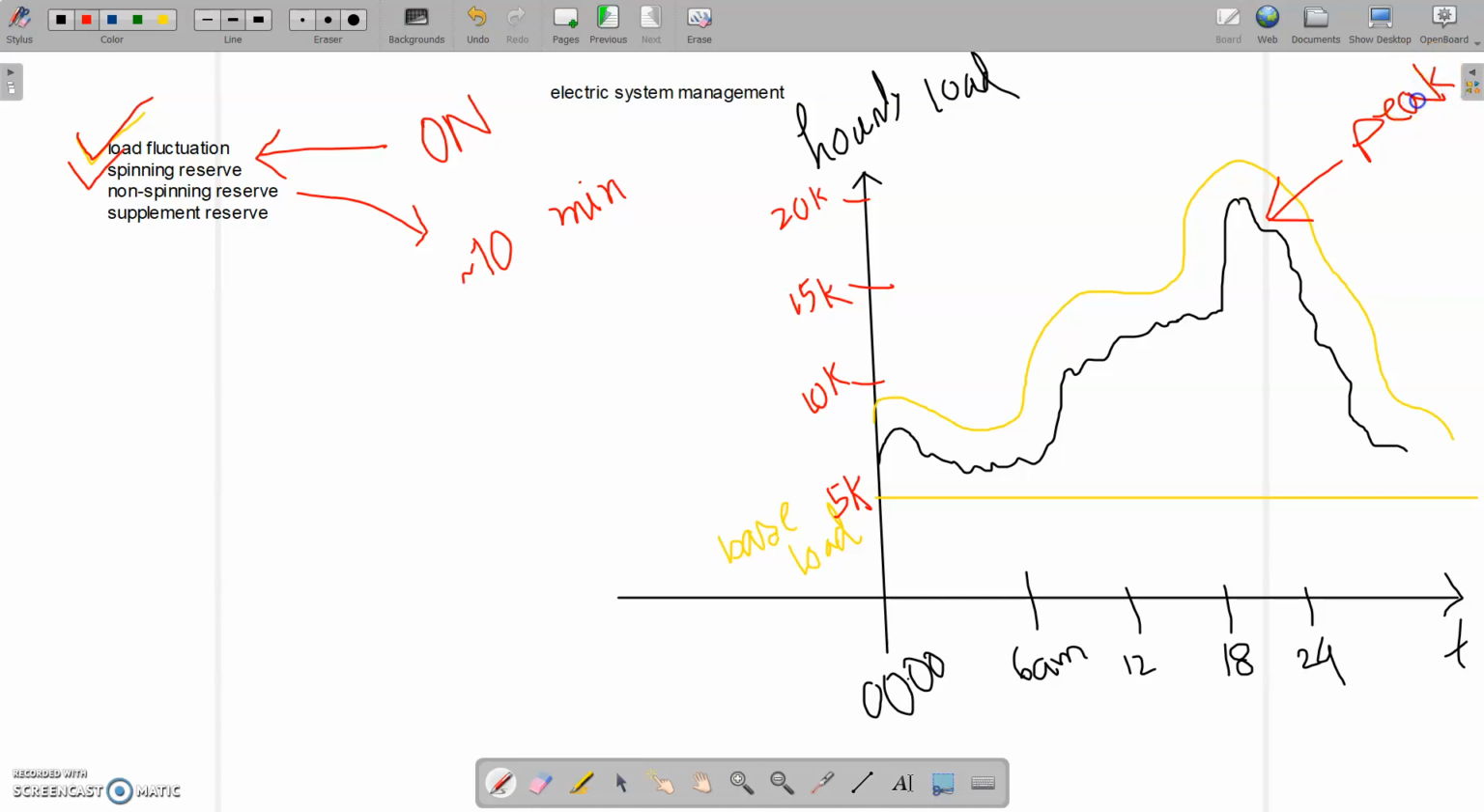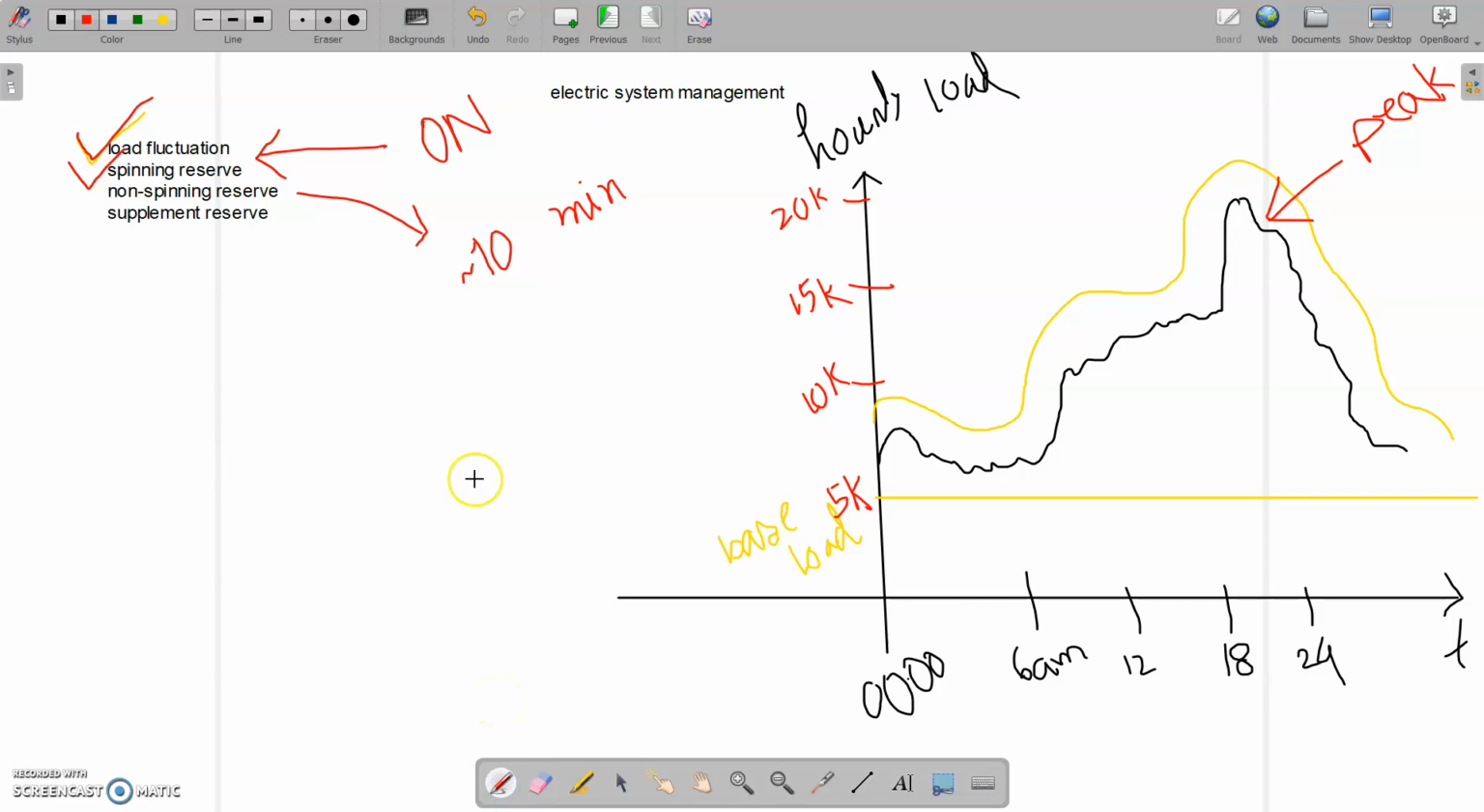And this depends on many different factors. So for example, on a day like 31st December, the load might suddenly increase. On these kinds of special days, the load peaks at a particular time. So you have to have some preparation, otherwise you have to do load shedding.